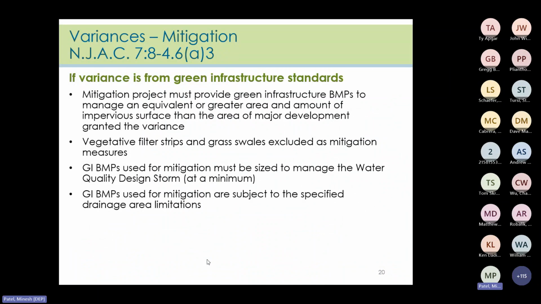Mitigation is required to receive a variance from the green infrastructure standards, but be aware that certain BMPs cannot be used as mitigation measures and that there are minimum sizing and drainage area limitations. Note that vegetative filter strips and grass swales are excluded as mitigation measures, and they don't address quantity control and groundwater recharge. Green infrastructure BMPs that are used for mitigation need to be sized to manage the water quality design storm at a minimum and are subject to the specified drainage area limitations.